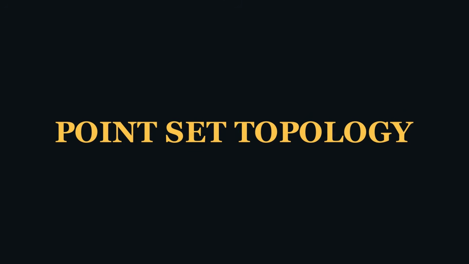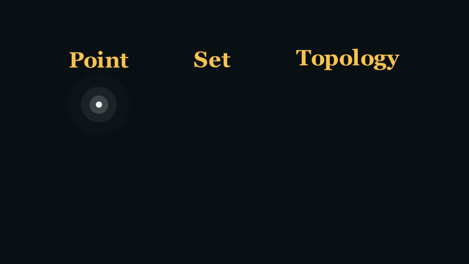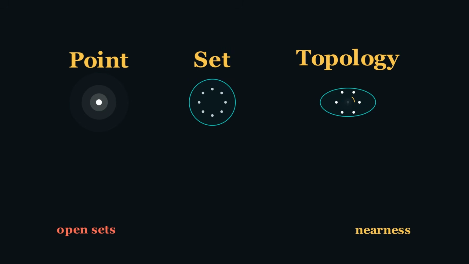Now I know, topology sounds like some scary alien word. But look, let's break it down. Point just means a dot, a location, a tiny spot. Set just means a collection, a bunch of those dots together. And topology? Topology is the study of what stays true about a collection of points even when you stretch it, squish it, or bend it, as long as you don't rip it or glue pieces together.